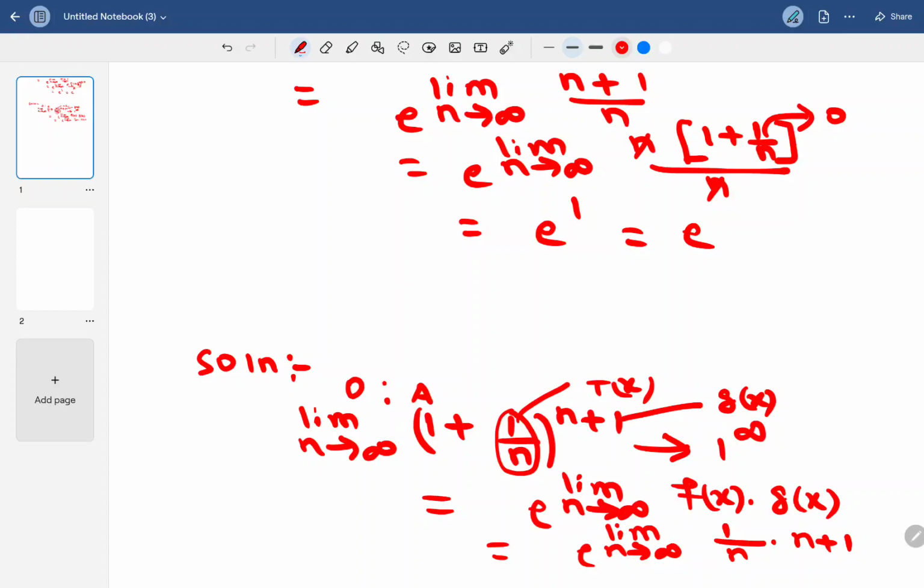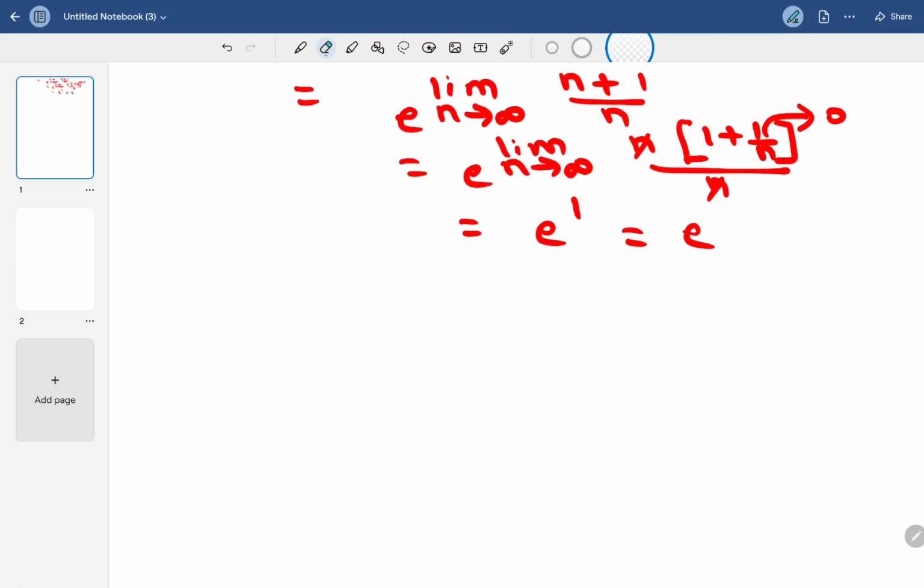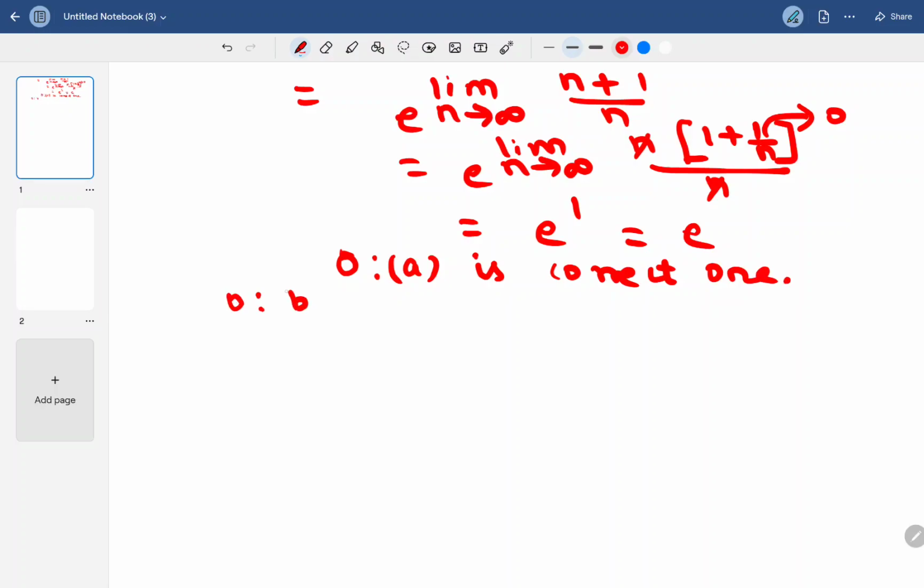Similarly, option A is the correct one. Now I am going for option B.